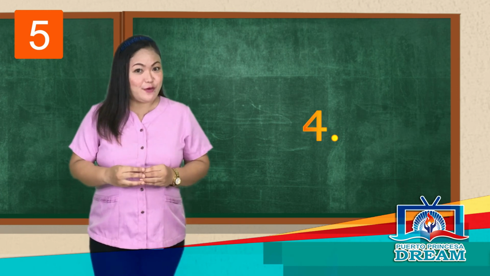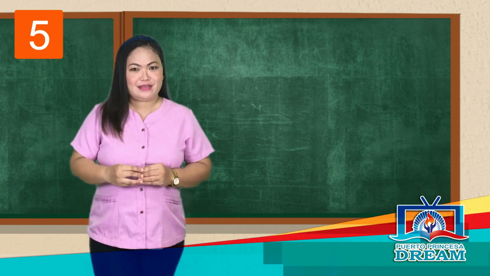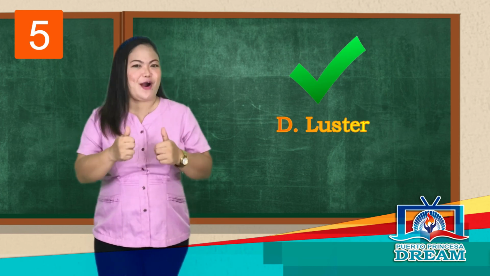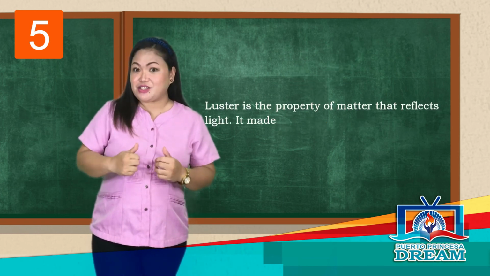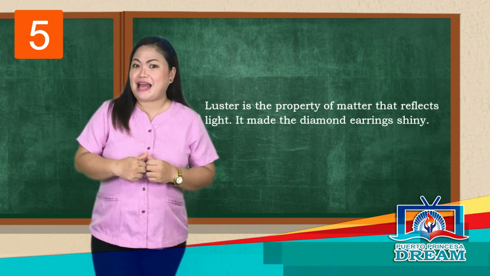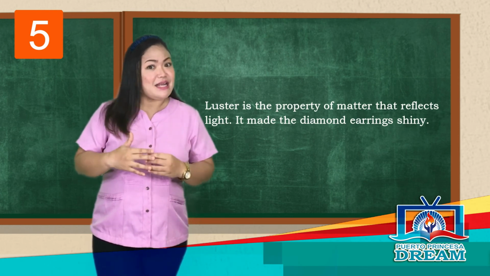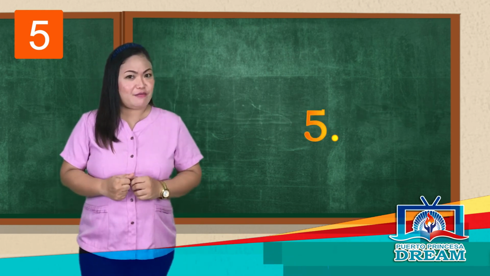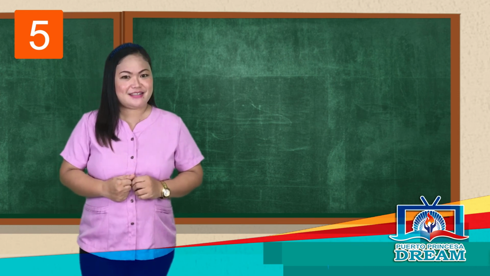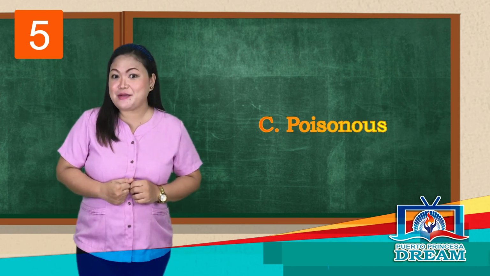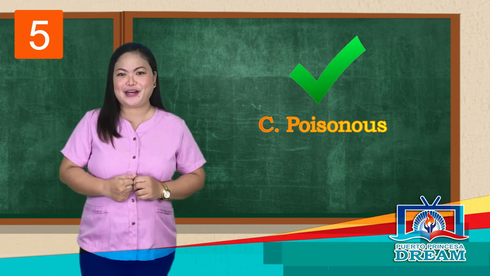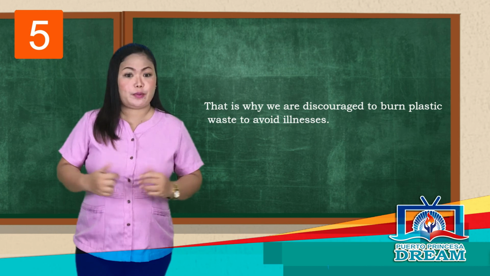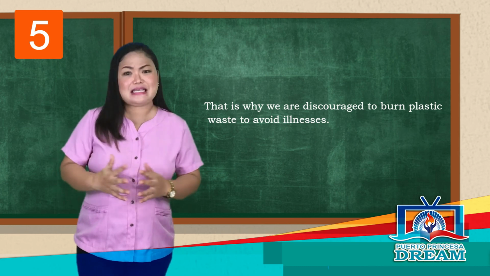What is the answer for question number four? Is your answer letter D, luster? Then you are correct. Luster is a property that reflects light. It makes the diamond shiny. What about question number five? Did you answer letter C, poisonous? You are correct! That is why we are discouraged to burn our plastic waste to prevent illnesses.